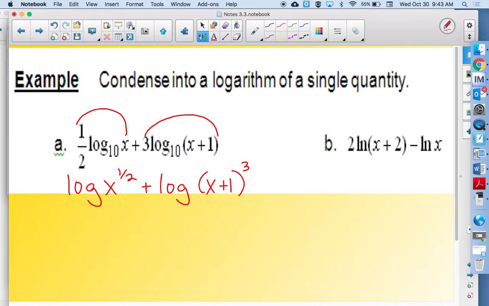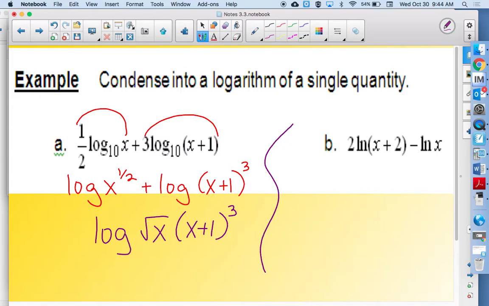And then Garrett, what else could we do to condense it? 1/2 exponent can become a square root. So 1/2 exponent becomes a square root, and the plus sign would just turn into negative sign, or does it? How would I condense those two together? Oh, multiplication. Multiplication, there you go. So behind that, in parentheses, x plus 1 cubed. So we have the square root of x, because that was a 1/2, times x plus 1 cubed. That's it. It's now condensed into a single log.